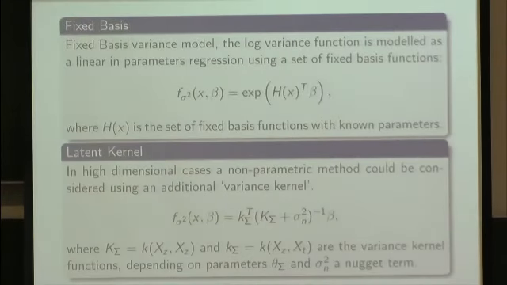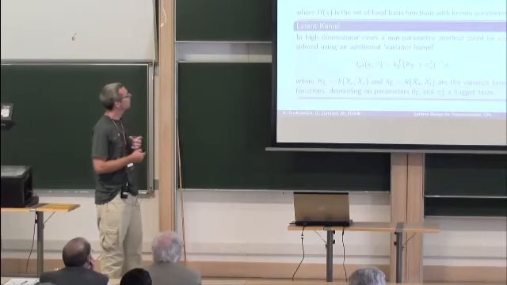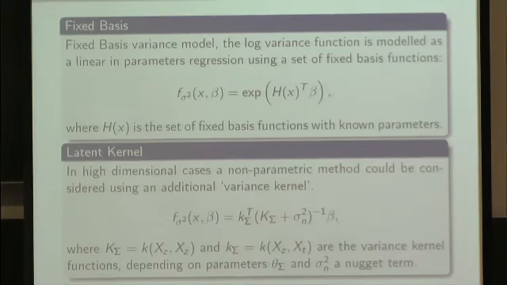Just a couple of examples of models we have considered for the variance. One we call the fixed basis variance model, and here the log variance function is modeled as linear in the parameters regression using a set of fixed basis functions. So you can write it like that. H here is a set of fixed basis functions with known parameters, and beta is your parameters of interest.